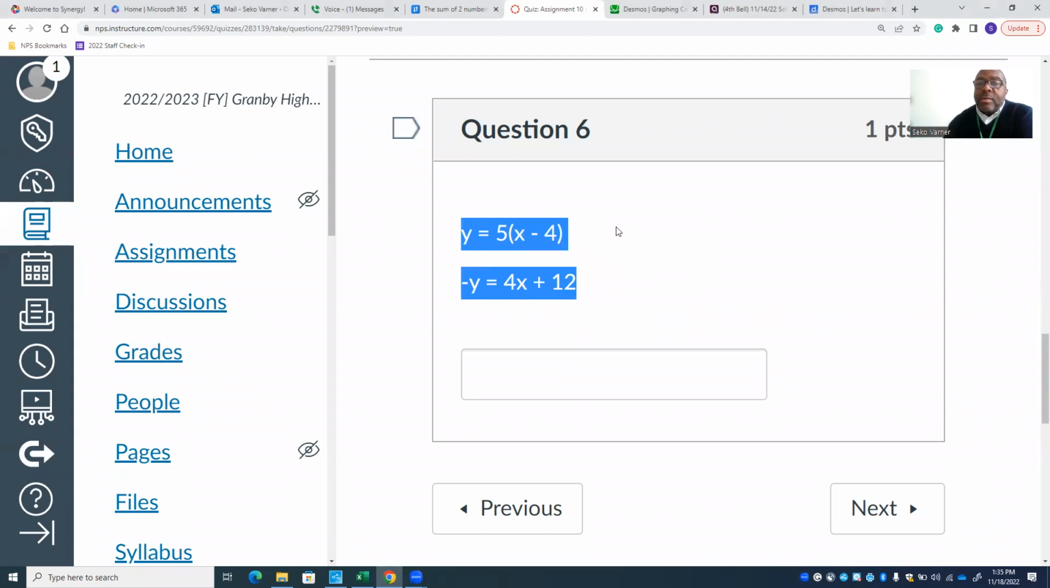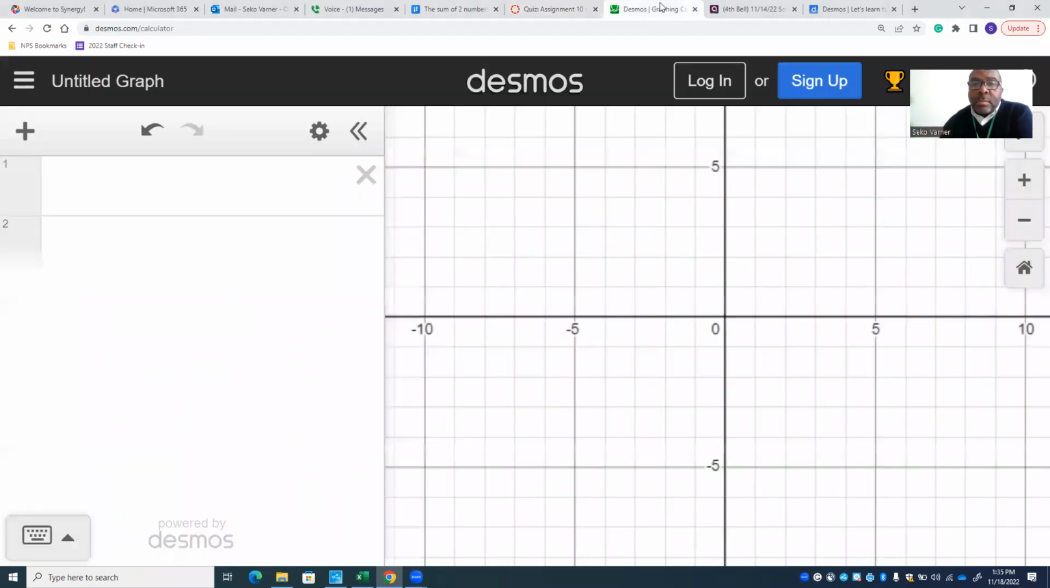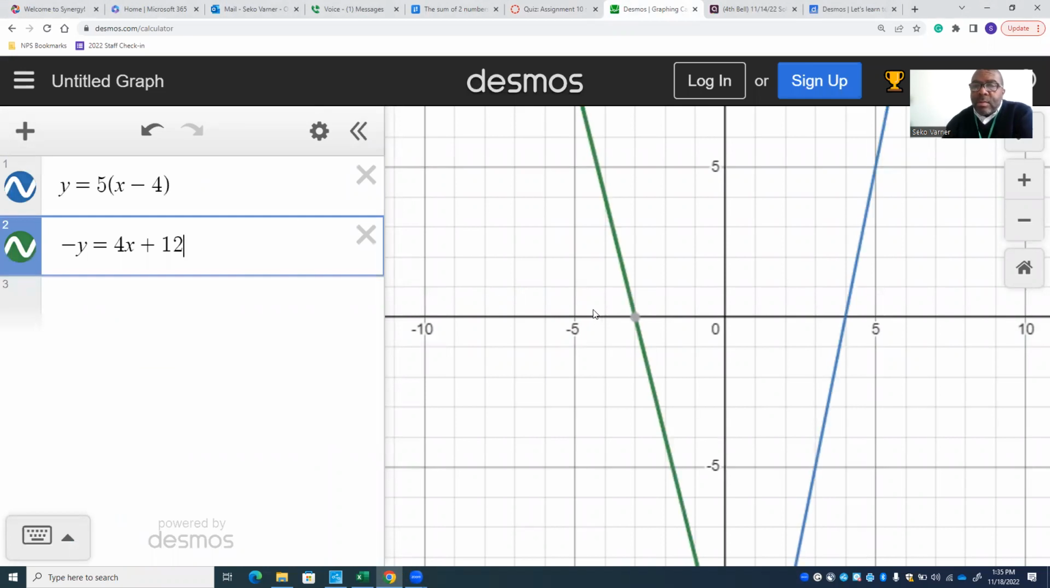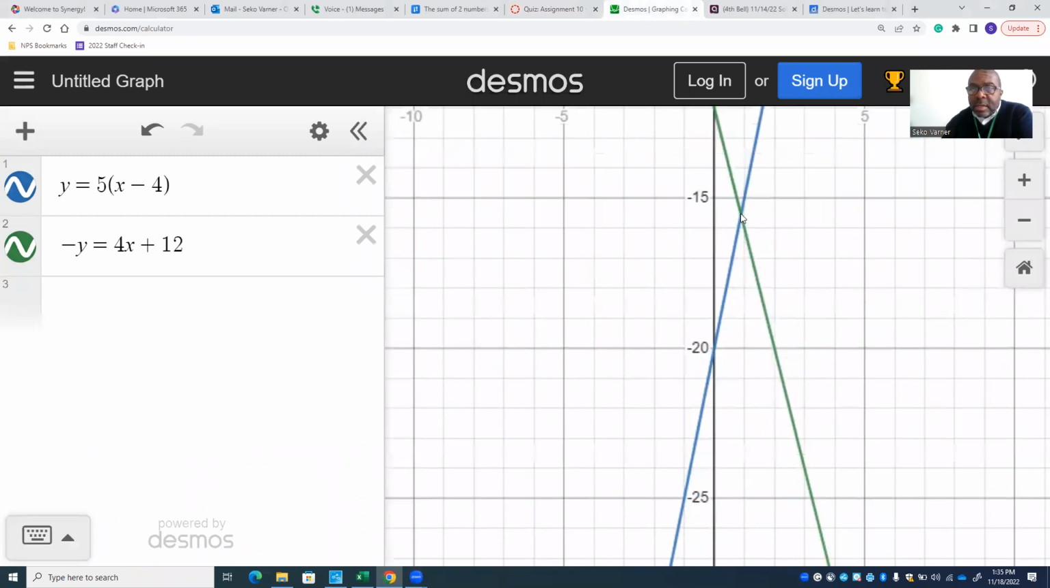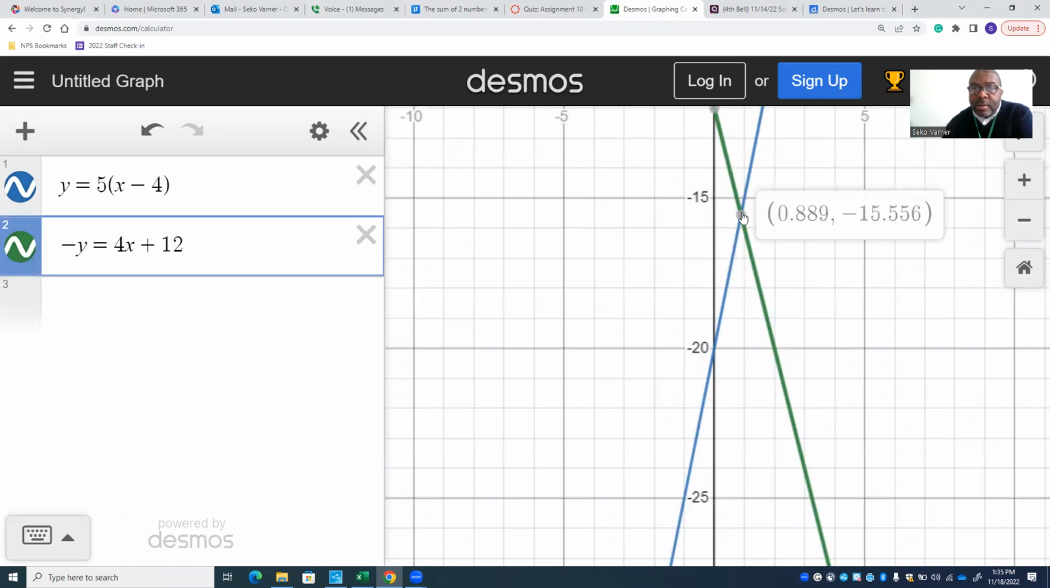Okay, so you both have typed it in already? Good, good. Okay, so here are 2 lines. We have the blue line here, and we have the green line here. Let's see where they connect. So they connect right here. Is that the answer that you ended up with?